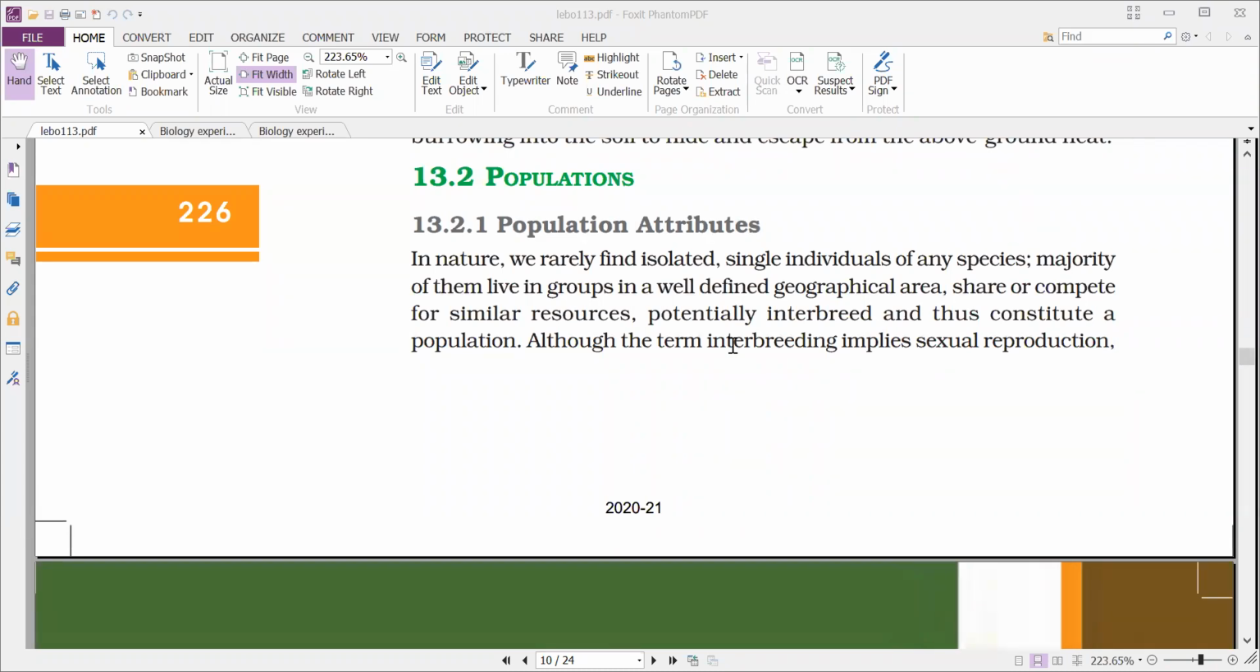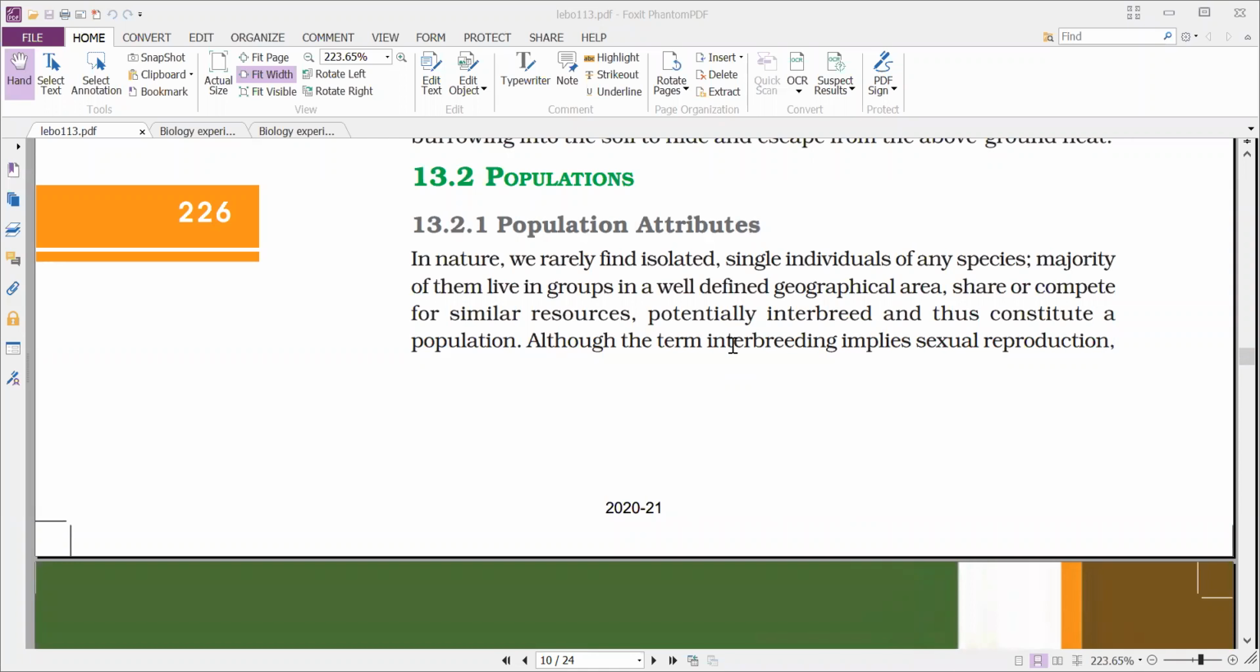And next, they compete, that means there is some competition, because they depend upon the same resources, so they develop certain competition. They compete for similar resources, for food material or shelter or for a mate, whatever it is, and they show some competition. Potentially interbreed. What is a species? A species is a group of organisms which can interbreed and produce fertile offspring. That is called potentially interbreed, and thus they constitute a population.